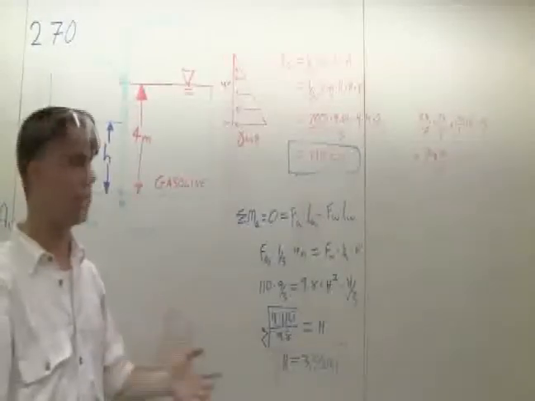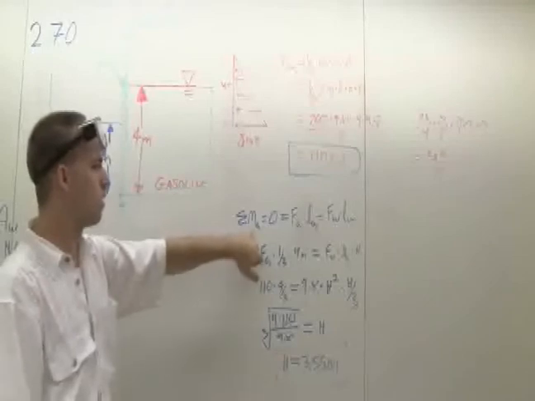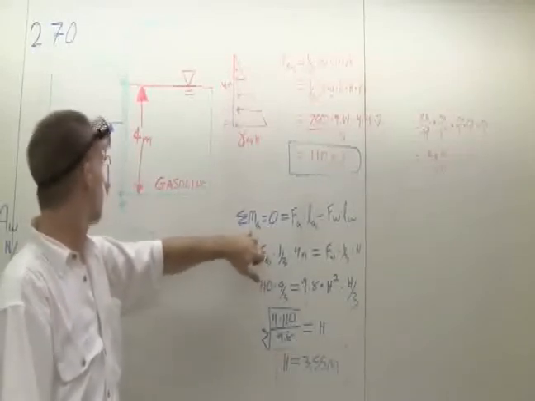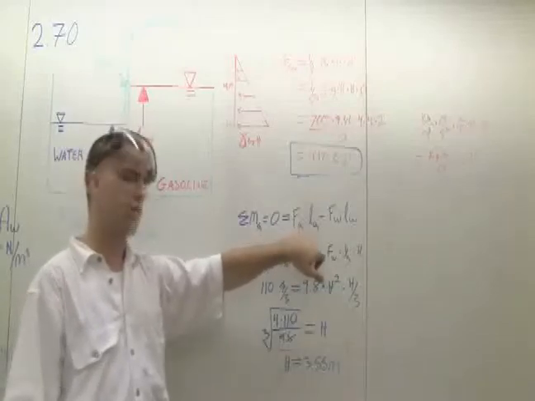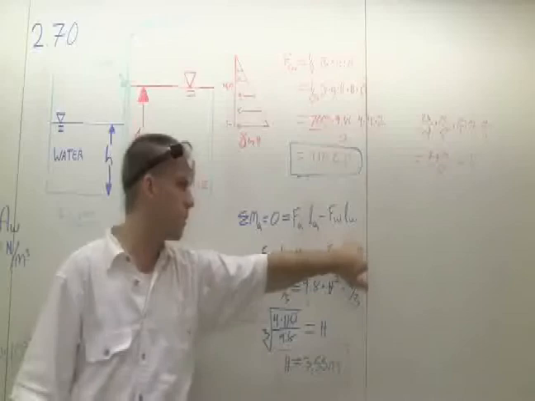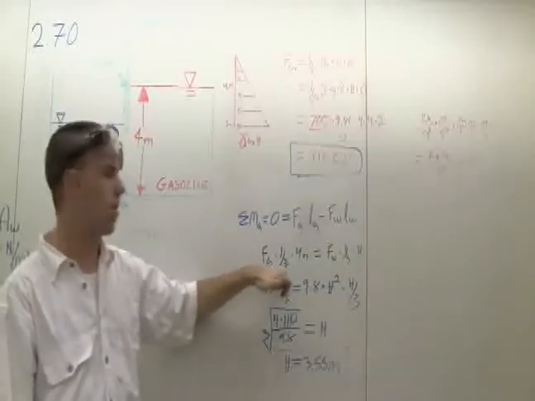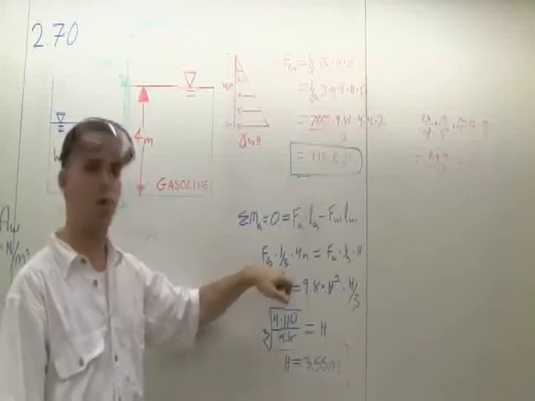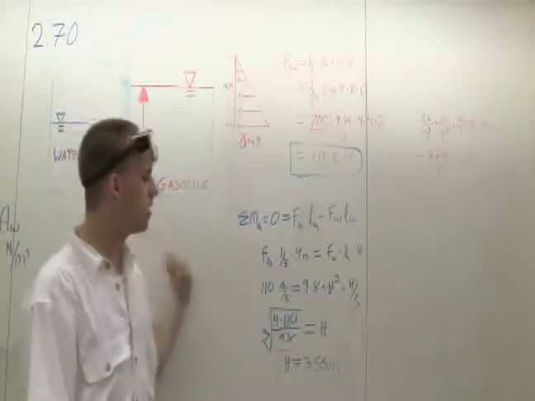We have 2 equations and 1 unknown we can solve. Plug it into the moment equation. Now the sum of the moments about the gate has to be 0. So the force of the gasoline times the length minus the force of the water times the length of the water. We know that since it's a triangular distribution on a rectangle, that it acts 1/3 of the way up from our pin hinge down here.